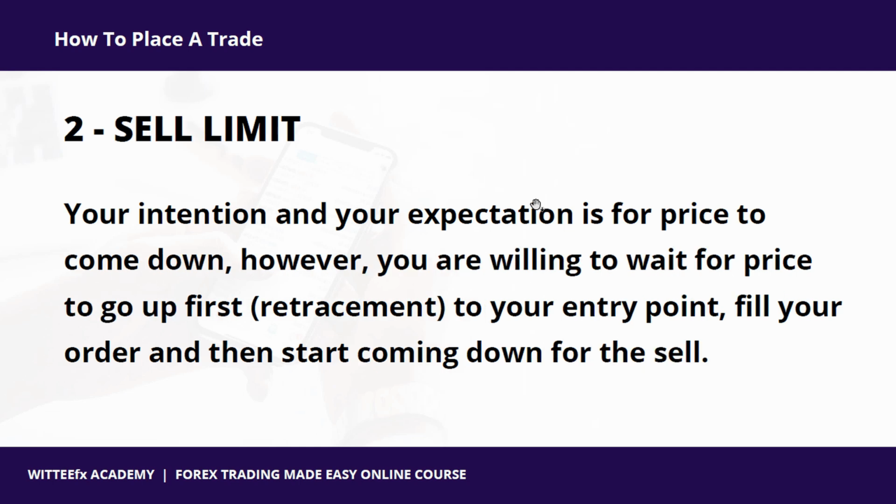However, for a sell limit, your intention and your expectation is for price to come down. Remember, price needs to go down for it to be called a sell. However, you are willing to wait for price to go up first, which is a retracement, to your entry point, fill your order, and then start coming down for the sell. Which means for a sell limit, you still believe price might probably buy a little bit, so you put your pending order just above price, so price buys a little bit, picks you at a higher price, and then immediately reverses and starts selling.